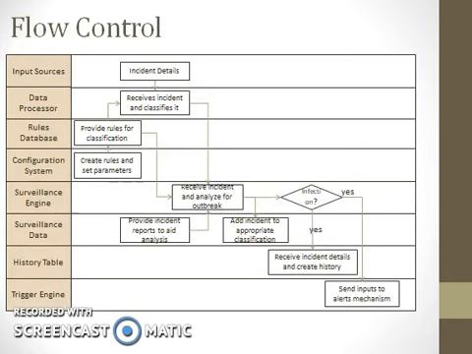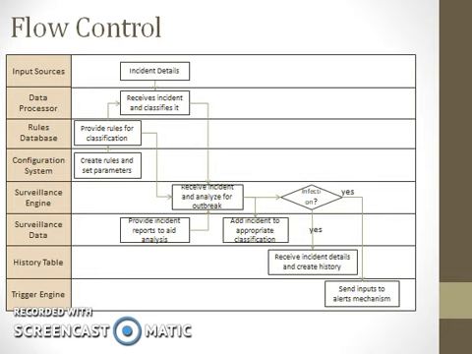This figure shows the process flow within the system. First, the incidents are received, and then the data processor engine classifies them, and the rules database provides the rules for the classification for the data processor. The rules are again based on the configuration that we have set on the configuration table. Once the initial classification is done by the data processor, the surveillance engine receives that particular incident, and it will analyze whether it is a potential outbreak or not.